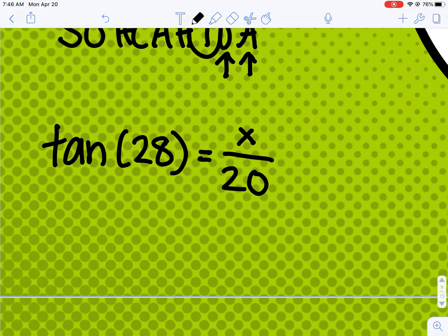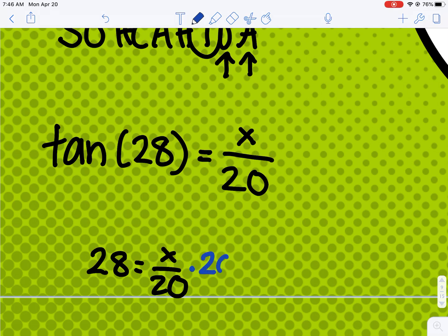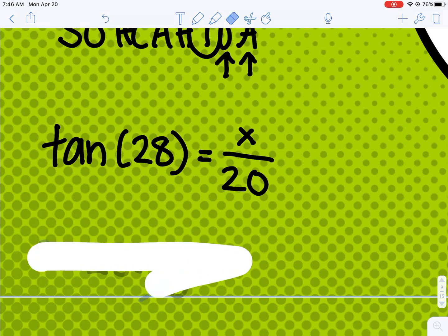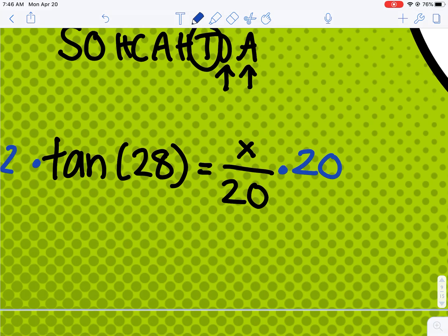And this is where some kids start to get kind of nervous because they're like, well, now what? If I gave you something like 28 equals x over 20, most of what you would know without hesitation, well, I just got to multiply both sides by 20. Algebra, boom. That drops out, cleared my fractions, clean it up, bada bing, bada boom, I've got x. It is no different when we throw tangent in. I'm still just going to multiply both sides by 20 to clear that fraction.